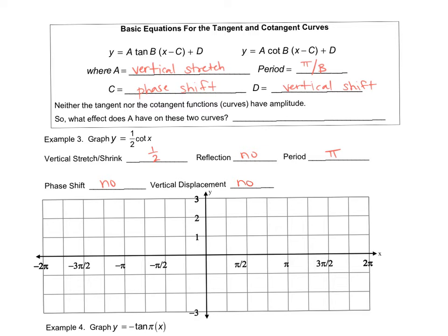So for cotangent, all right, my first asymptote I want to draw is at x equals 0, unless I've got a phase shift. All right, but in this case we don't. And then my period, I'm going to look at that. That's pi, so I'm just going to go every pi radians to the left and right and draw my vertical asymptotes. Okay, I have no vertical displacement, so my zeros are still going to be at 0. So I can put those in.